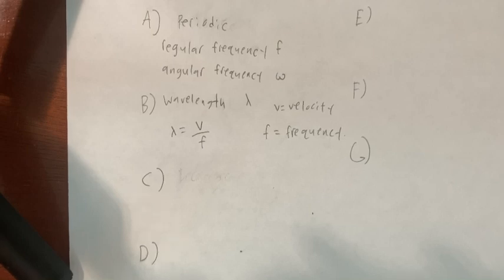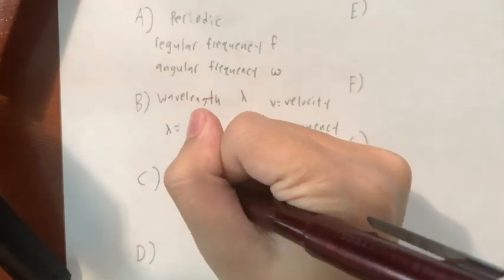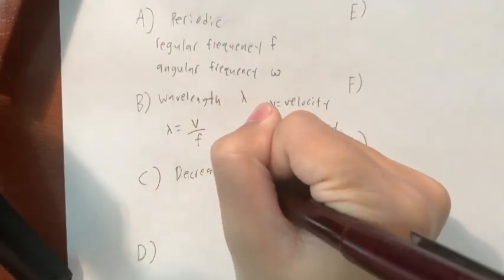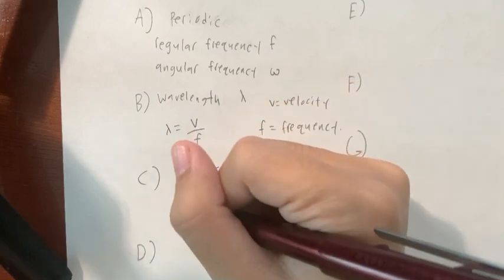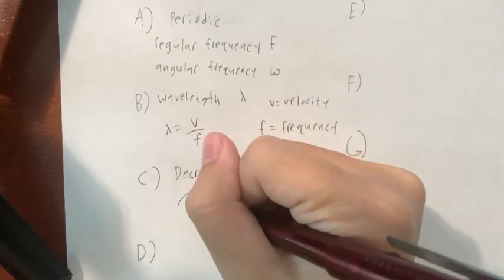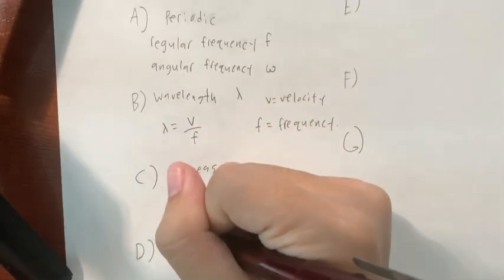Part C states, if the velocity of the wave remains constant, then as the frequency of the wave is increased, the wavelength will change. In this situation, the wavelength would decrease due to there being more waves in the actual string to take up the space.